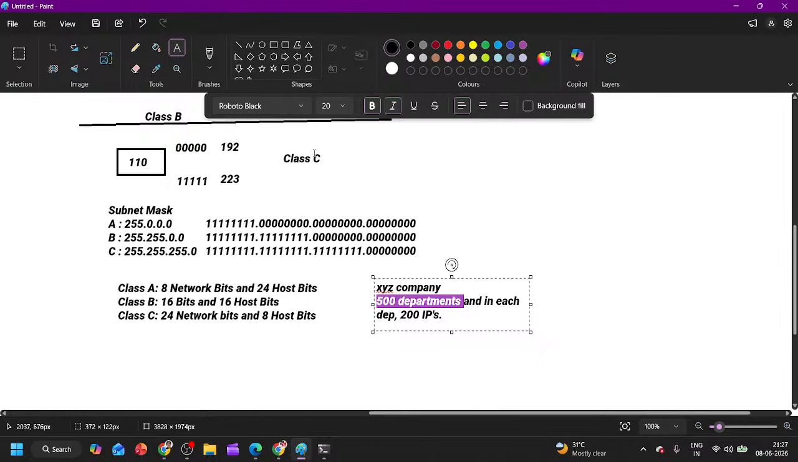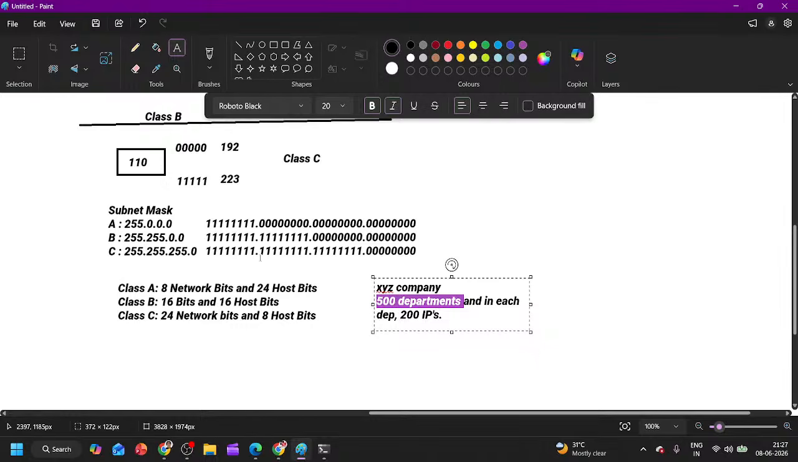Another reason is wastage, right? In each class A network we have 2 power 24 IP addresses, but I need only 200 IP addresses. I cannot use class A. I can use class B, but the issue there is again wastage of IP addresses.